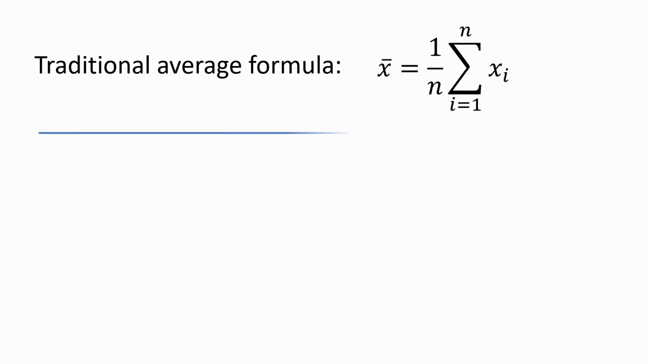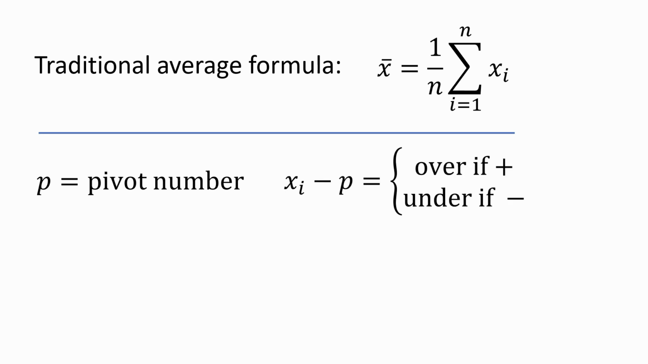As you recall, the traditional formula for an average looks like this. X bar is the average, n is the number of items we're averaging, and the sigma x sub i from 1 to n is just the sum of the values for all our items. Now for the over-under method, let's call p our pivot number, and let's let x sub i minus p represent an over if it's positive and an under if it's negative.